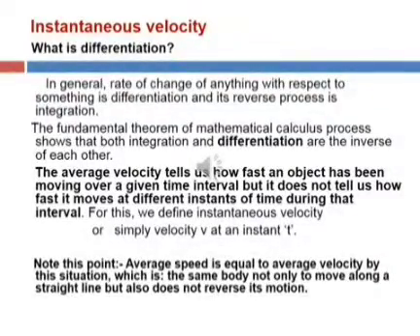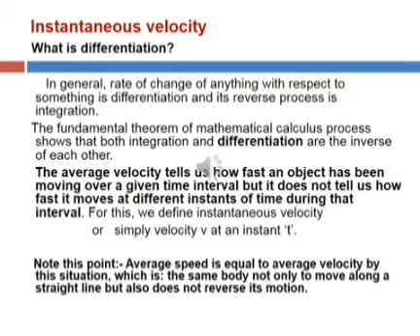The next important part of our chapter is instantaneous velocity. What is the meaning of instantaneous velocity? It is the velocity of a moving body at an instant of time, or velocity at a moment of time. To calculate this value, we have to apply a very important mathematical calculus method called differentiation. How can we define differentiation in general? It is the rate of change of anything with respect to something, and its reverse process is called integration. The fundamental theorem of calculus shows that differentiation and integration are the inverse of each other.